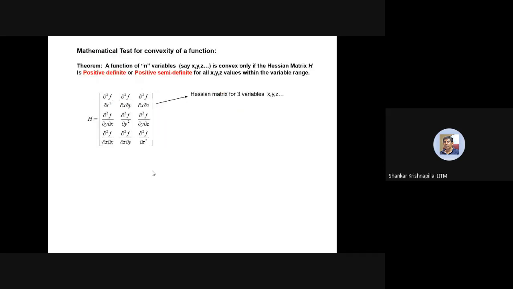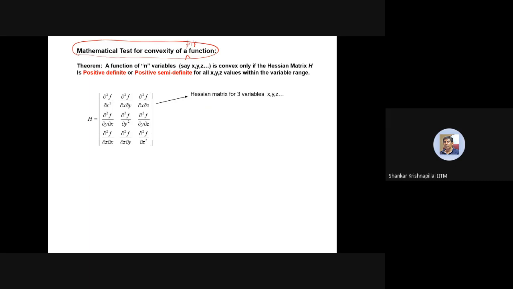Okay, then the mathematical test for convexity of an objective function. The previous methods we studied are all graphical methods. In practice, nobody will draw the contour of the objective function and pick any 2 points x1, x2 and check the interpolated points to see if it is convex or not. There is a mathematical method to check convexity of the objective function.